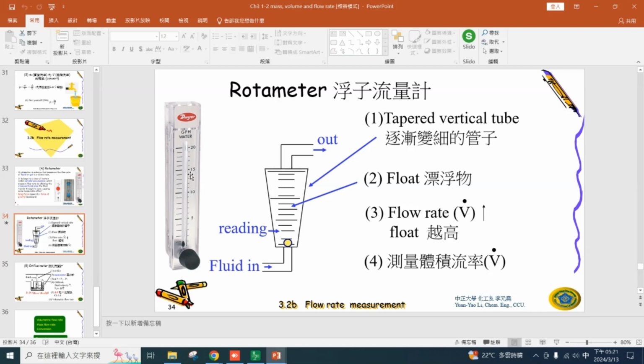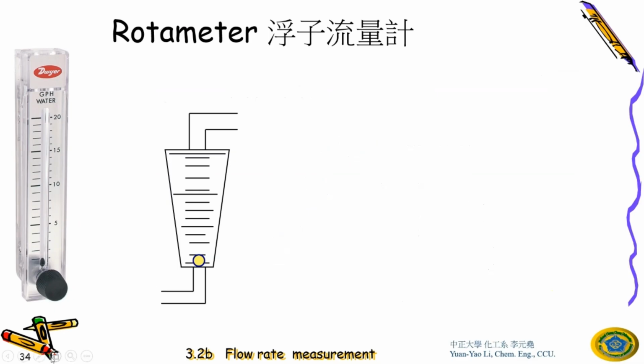That rotameter especially measures for what? For air. And this one showing you in this slide especially measures for water, right? So what is the unit of this rotameter here? Gallon per hour. Gallon per hour, which gallon, of course, you know is the unit of volume. So this is the volumetric flow rate.